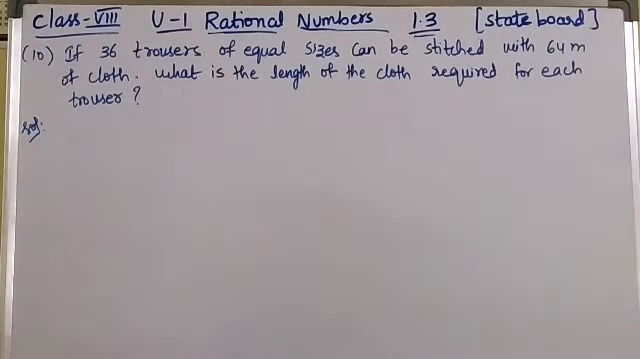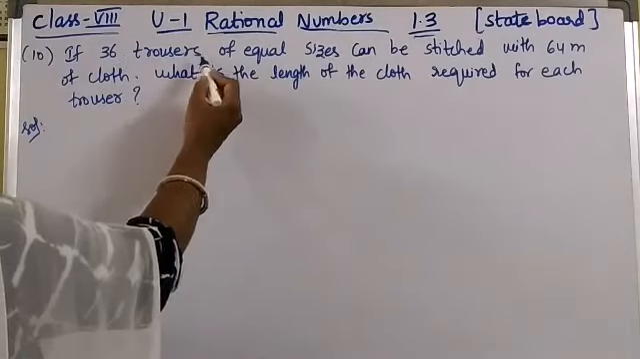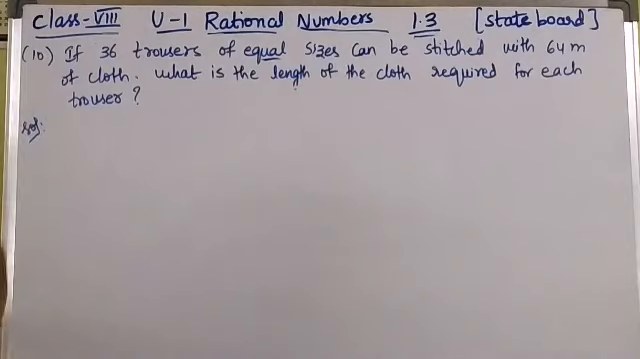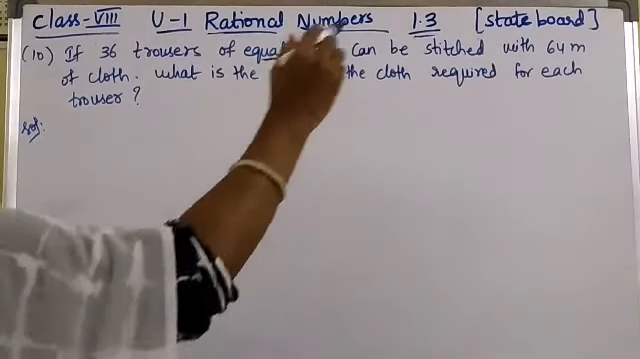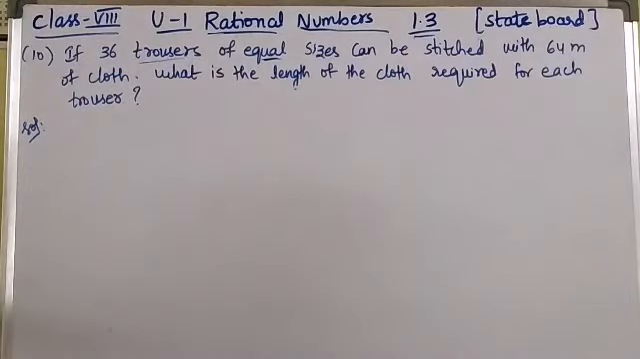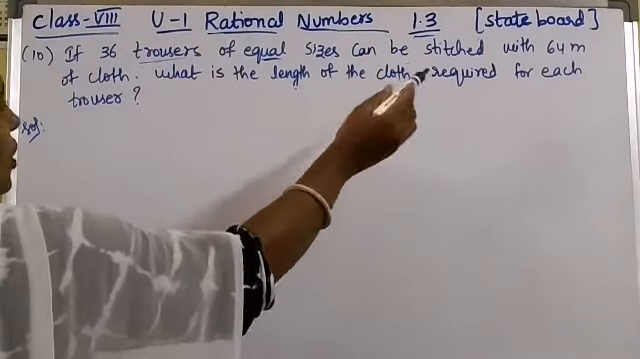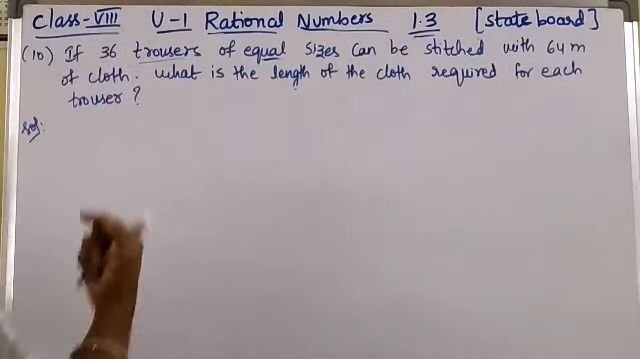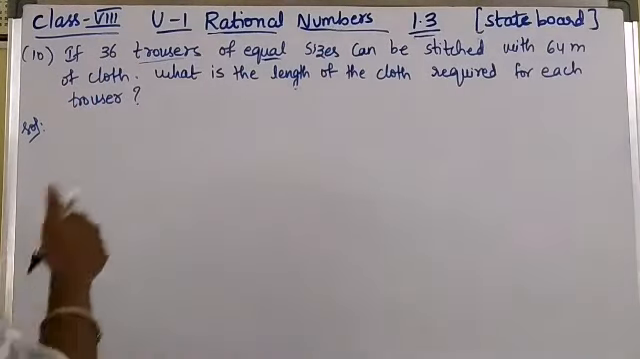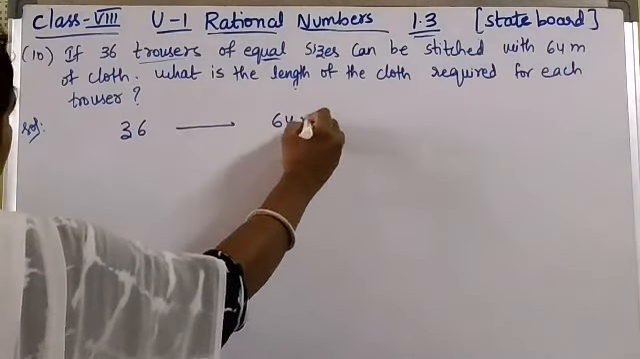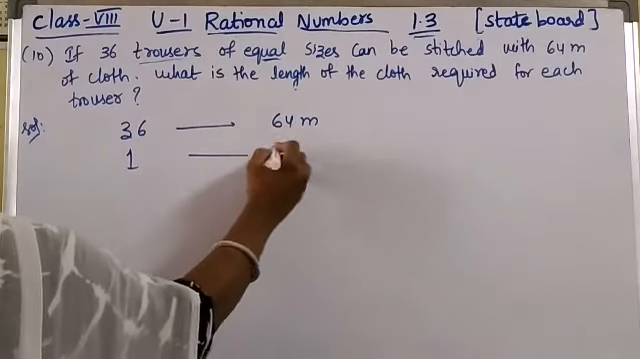Next question, children. If 36 trousers of equal size can be stitched with 64 meters of cloth. Okay. Using 64 meters of cloth, they are stitching 36 trousers here. And what is the length of cloth required for each trouser? So they gave many, how to find one, by doing division? Okay. Now here 36 trousers will take 64 meters. Then one trouser how much?